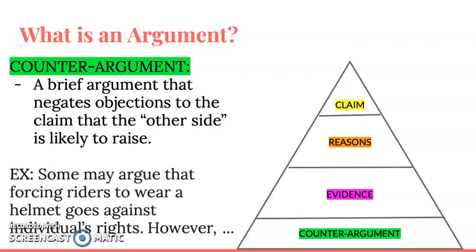So my example below is that some people may argue that forcing riders to wear a helmet goes against individual rights. However, and then that's where I would put in more reasons, more evidence, and whatnot. Okay, so me mentioning what the other person in the room might say is me mentioning the counterargument. And that essentially makes up what an argument is with our lovely argument pyramid.